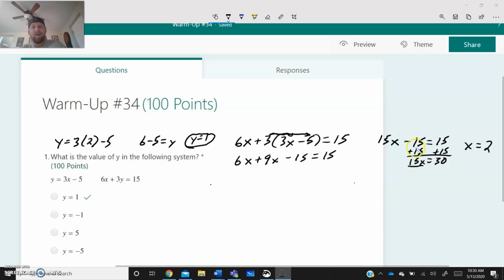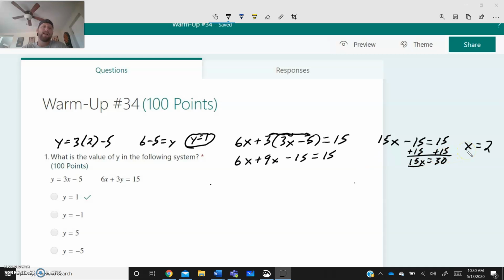And over here, I ended up isolating the variable. So I added 15 to both sides, got 30, brought my 15x down. I divided both sides by 15, and x equals 2, which is great. But it says, what is the value of y? I only found out the value of x.